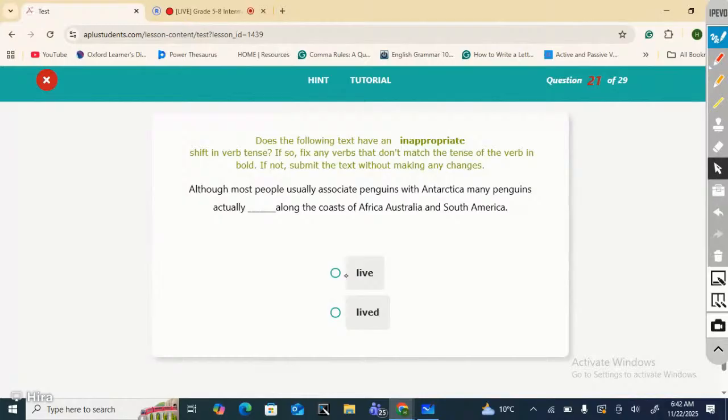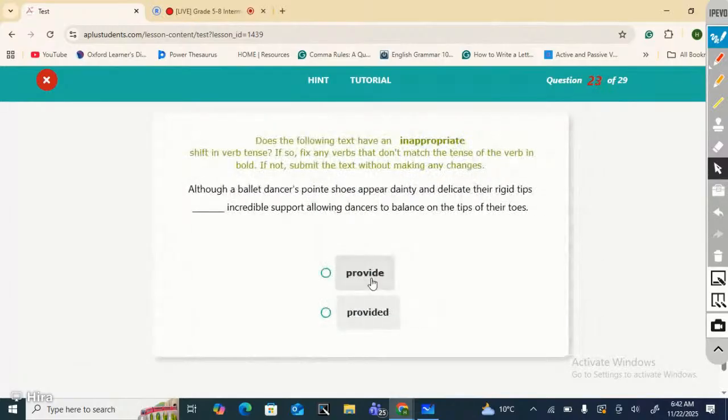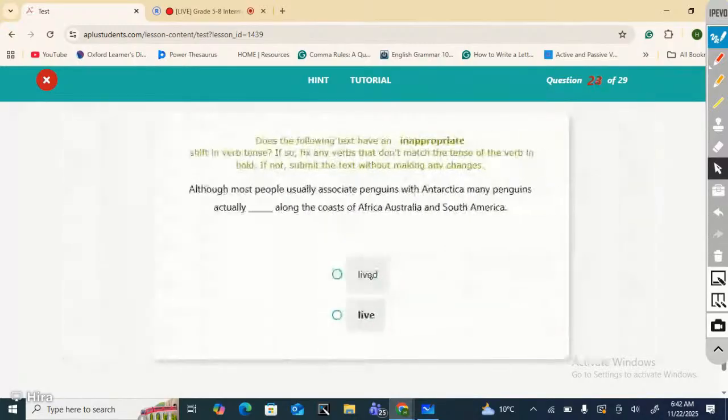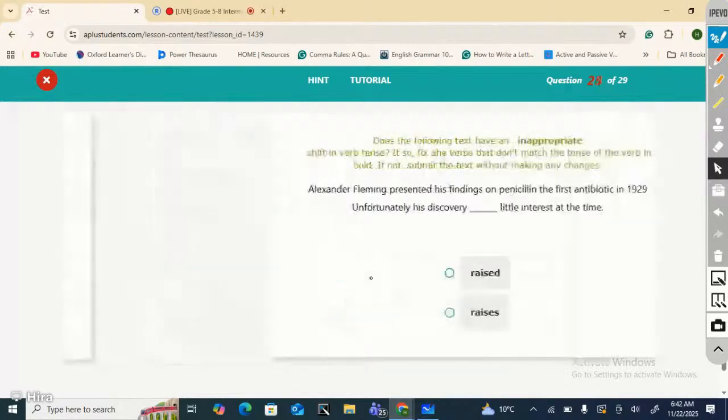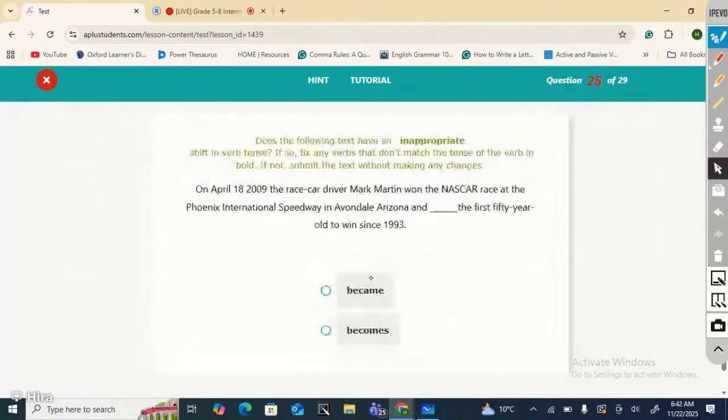Yes, Priyan, your answer is correct. Live, option one, is correct. We need to add a present tense verb which goes with the other verb of the sentence. Live. The Myers run a dairy farm and we already did it. Well, guys, I'm skipping these because we have already solved them.